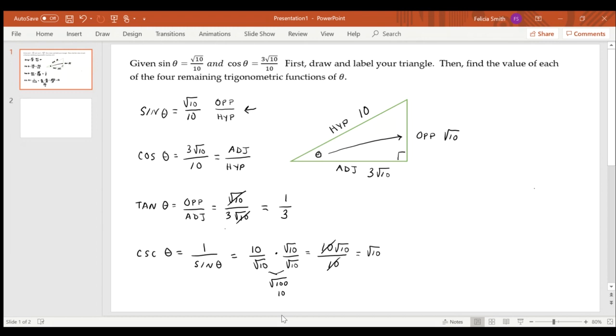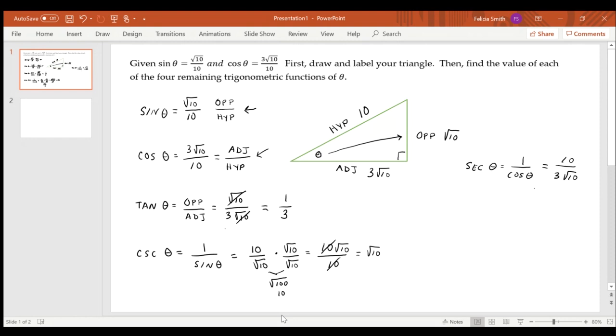Our next trig function is going to be secant of theta. Remember, this is the same thing as 1 over cosine of theta. So we're going to be taking our cosine fraction, and we're going to be flipping this upside down, which means we're going to have the hypotenuse on top, which is 10. And we're going to have our adjacent side on the bottom, 3 radical 10. Now, again, we want to go ahead and rationalize our denominator. We want to get rid of that radical 10 in the bottom.